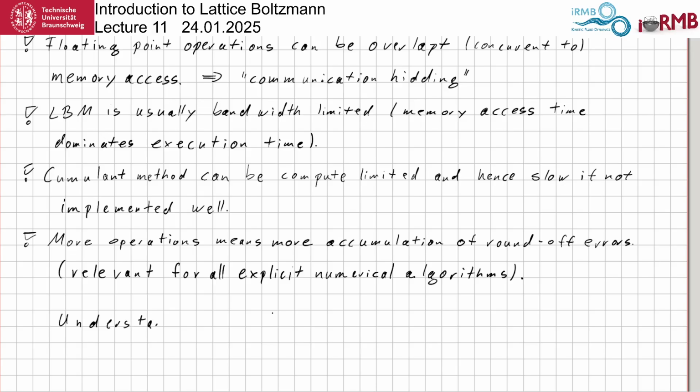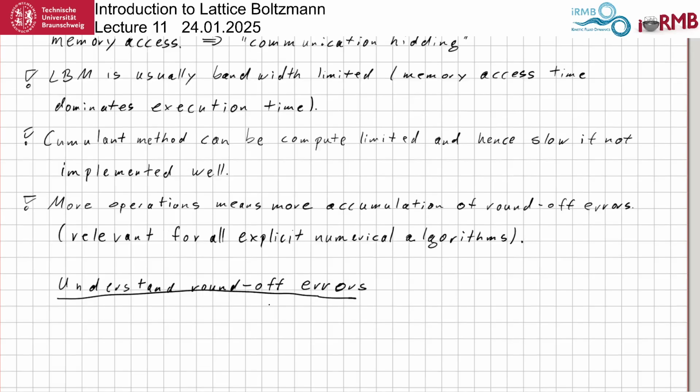First, let us understand how round-off errors work, in particular in the world of Lattice Boltzmann. There are 2 things that we have to distinguish, namely the data loss in storage and the data loss in calculation. So we start with the data loss in storage. So what is storage?